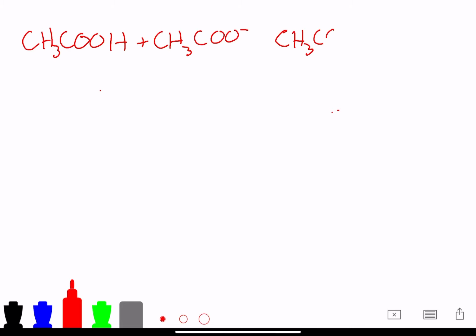So another example of a buffer would be one with acetic acid, which is in vinegar. So we've got CH3COOH plus CH3COO minus, and CH3COO minus and CH3COOH.